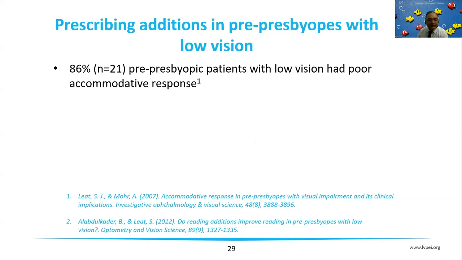So when somebody is trying to read at a shorter distance, which means they are trying to get relative distance magnification, if there is significant lag of accommodation, then it may help to give addition glasses and see if the addition prescribed in spectacles helps them improve their reading performance. So 86% of the pre-presbyopes, however with a small sample size, were reported to have poor accommodative response when it was recorded at shorter test distance.